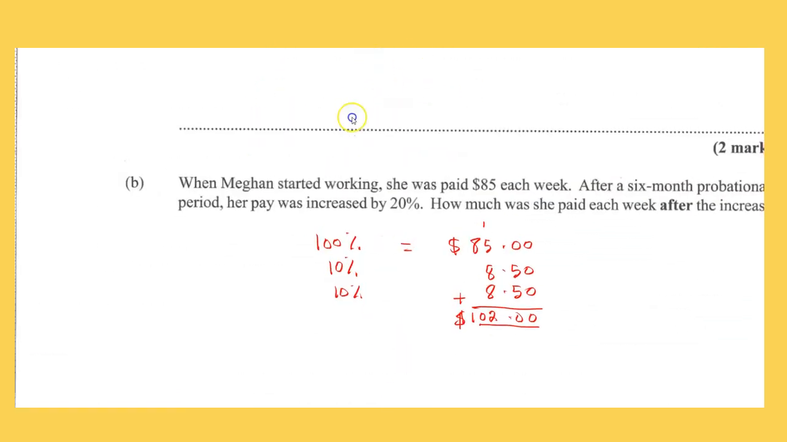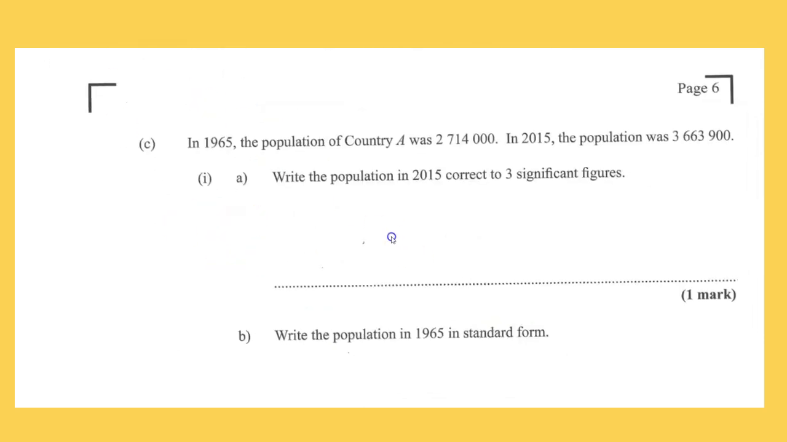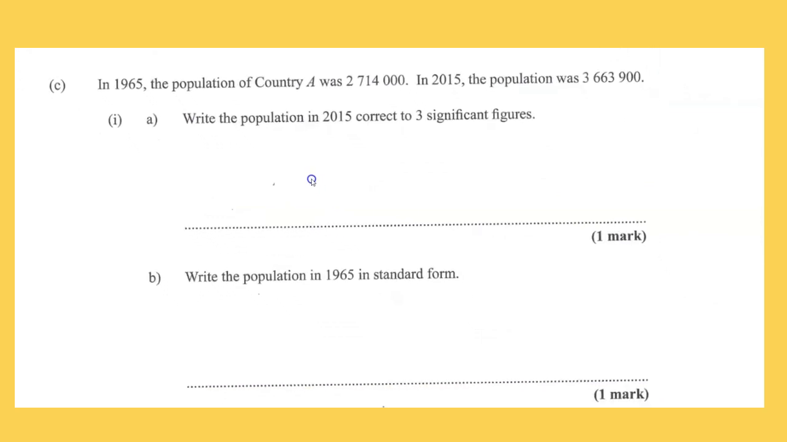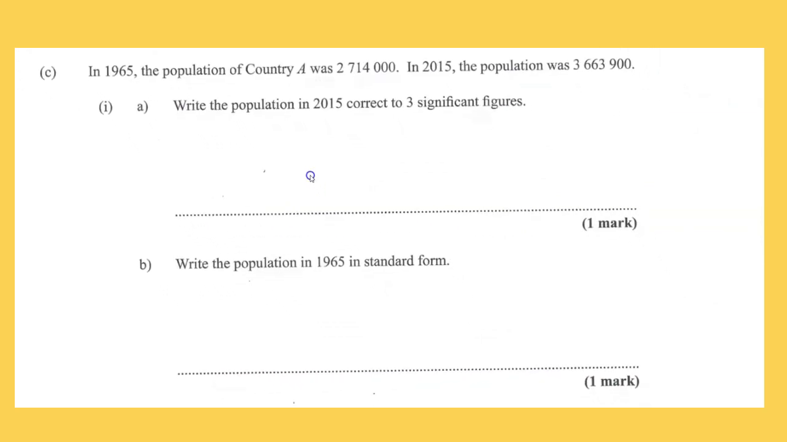Okay, so we've finished. We need to go on to the next page. So part C, it says in 1965 the population of a country A was 2,714,000, and in 2015 the population was 3,663,900. So part 1, you are required to write the population in 2015 to three significant figures.